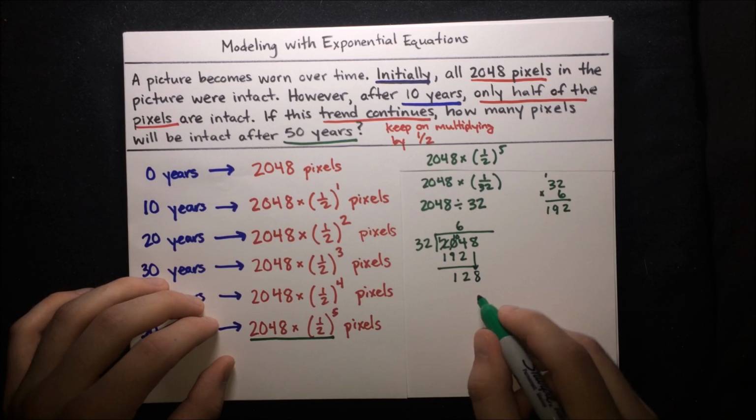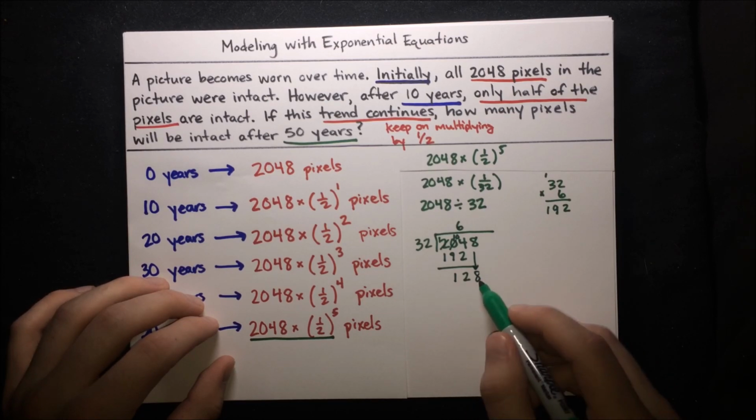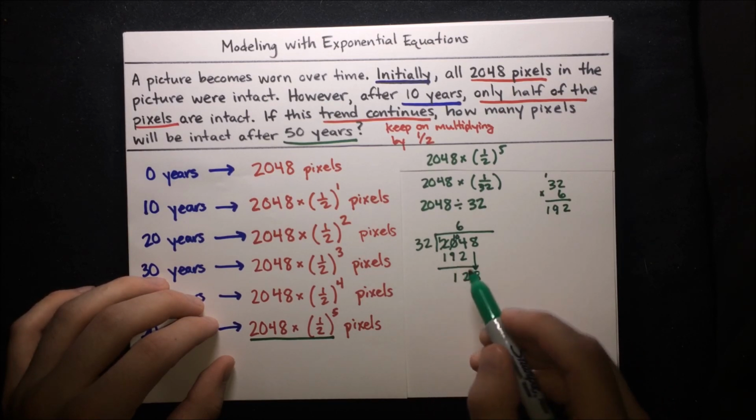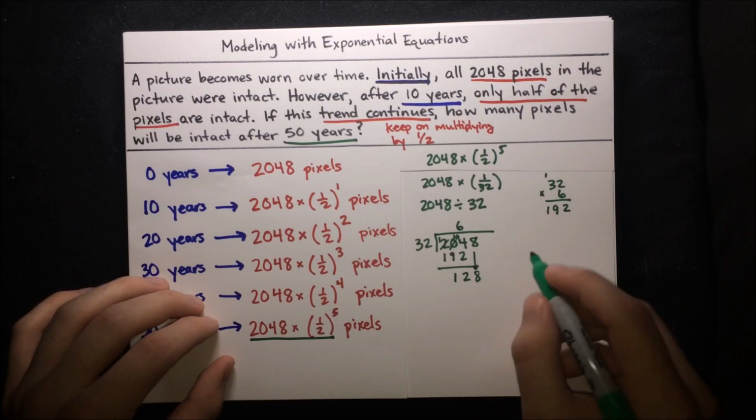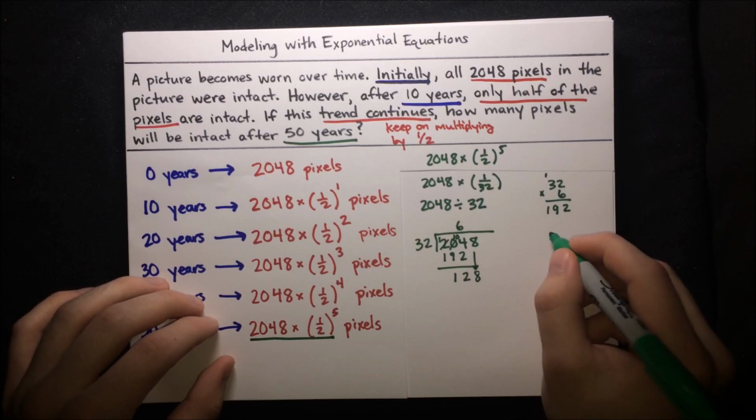32 goes into 128 how many times? Well, again, think 32 is pretty close to 30. 128 is pretty close to 130. How many times does 30 go into 130? Well, 30 times 4 is 120, and we can't fit it anymore. So that's a good indicator that our next number will be around 4. Why don't we check 4?